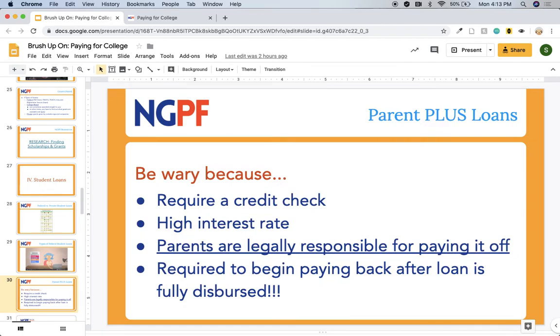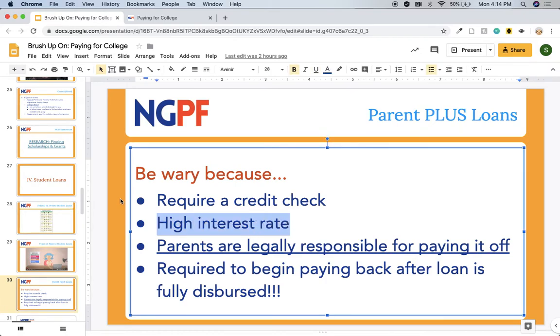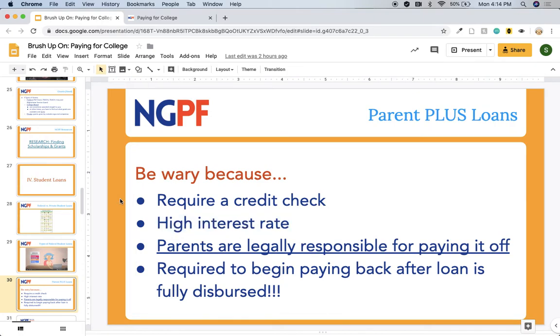A little bit more about Parent Plus loans is that students should be really wary of these because, one, they require a credit check, and the most important thing here is that they really have a high interest rate. The other thing is that these are loans that only parents are eligible for, and so the parents are actually legally responsible for paying off the loan. So even if the student is actually paying their parents and the parents are making the payments, legally the parents are the ones who are responsible for paying it off. So it's important for parents to also know that.